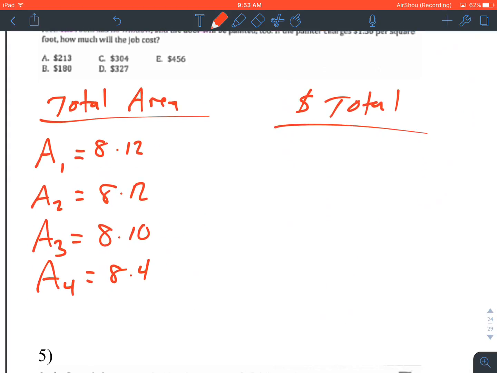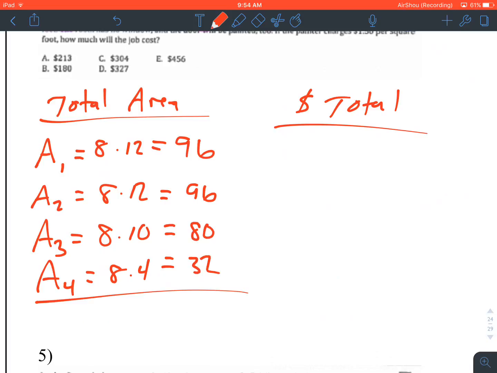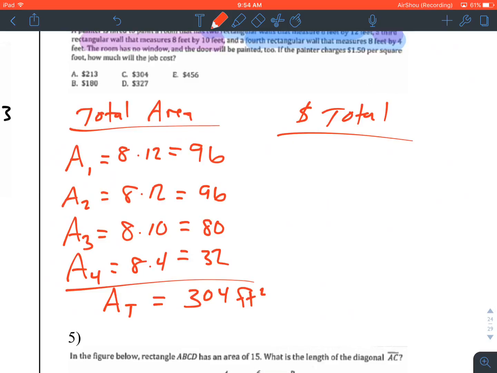So to find the total area, we're going to add all those together. 8 times 12 is 96, 8 times 12 is 96, 8 times 10 is 80, 8 times 4 is 32. If you add those together to get the total area, you're going to get 304 square feet. Doesn't answer the question. Notice that's one of the answers.